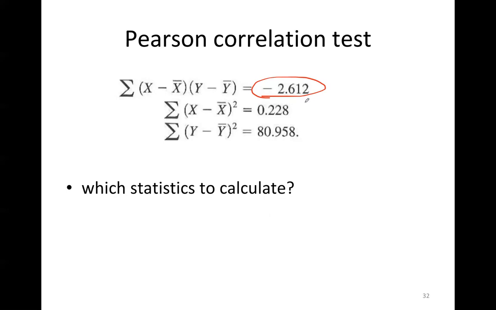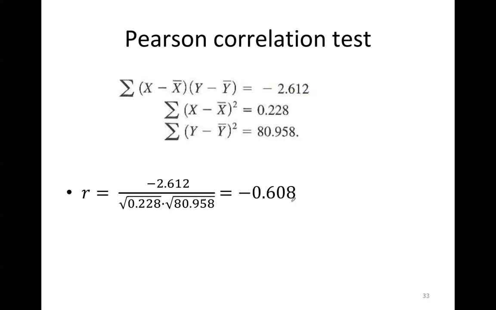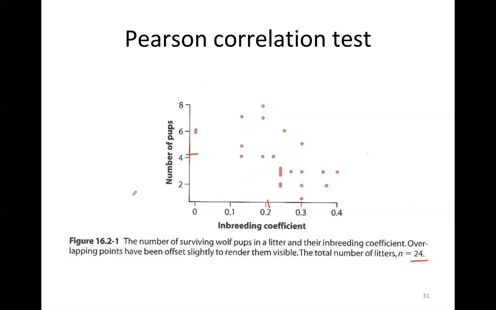But then to calculate R itself, we also need the sum of squares for x and for y, and basically dividing this value by the square root of these two values, we get our correlation coefficient, which is minus 0.6. Given that the minimum possible correlation coefficient is -1, this is pretty strong. And the R squared calculated from this would be approximately 0.4, as you can see. That means 40% of the variance of one variable is explained by the values of the other variable.